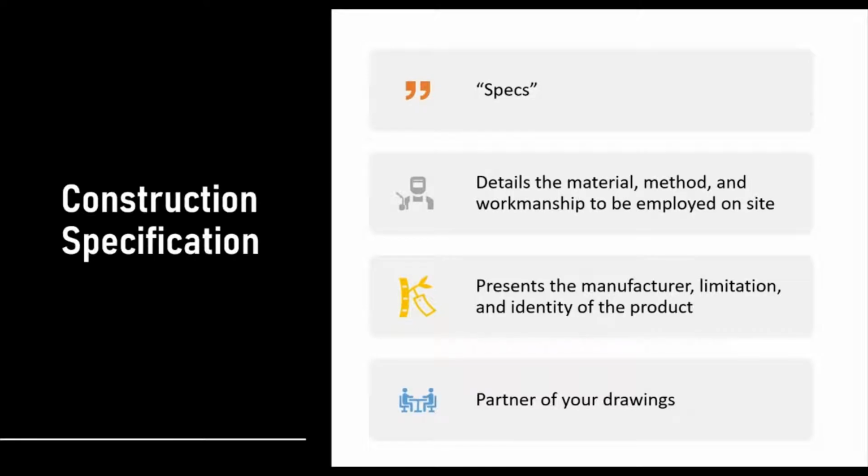So, ang construction specification po, basically, yan yung tinatawag natin na specs. Okay? It details the material, the method, the workmanship to be employed on site. It presents the manufacturer, limitation, and identity of the product, the hardware, all the finishes that you wish to install or use for your project. In a nutshell, a construction specification, or the specs as we call it, is the partner of your drawings.